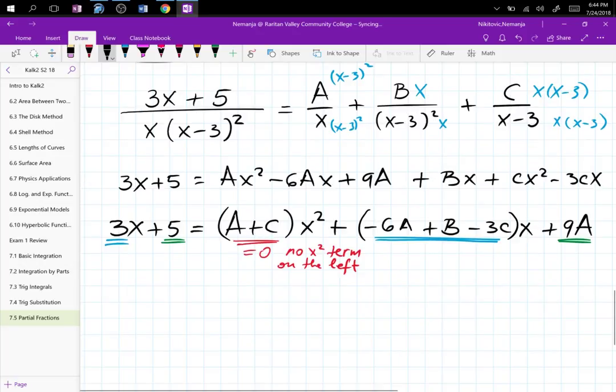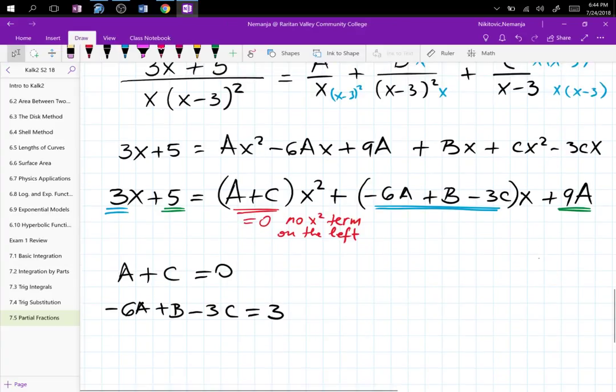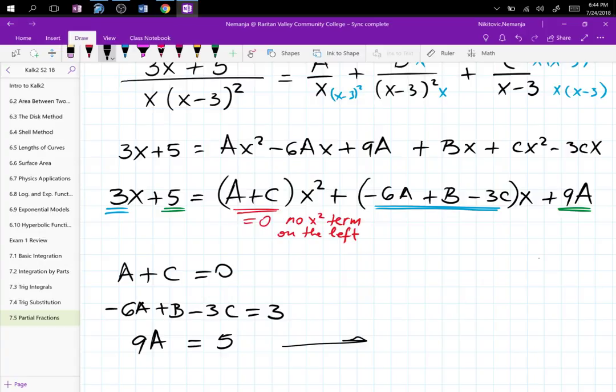We don't have to do a 3 by 3 system. So what do I have? I have a plus c is 0. I have negative 6a plus b minus 3c is equal to 3. And finally, 9a is equal to 5. Whew, I like that equation right there. A is 5 over 9.